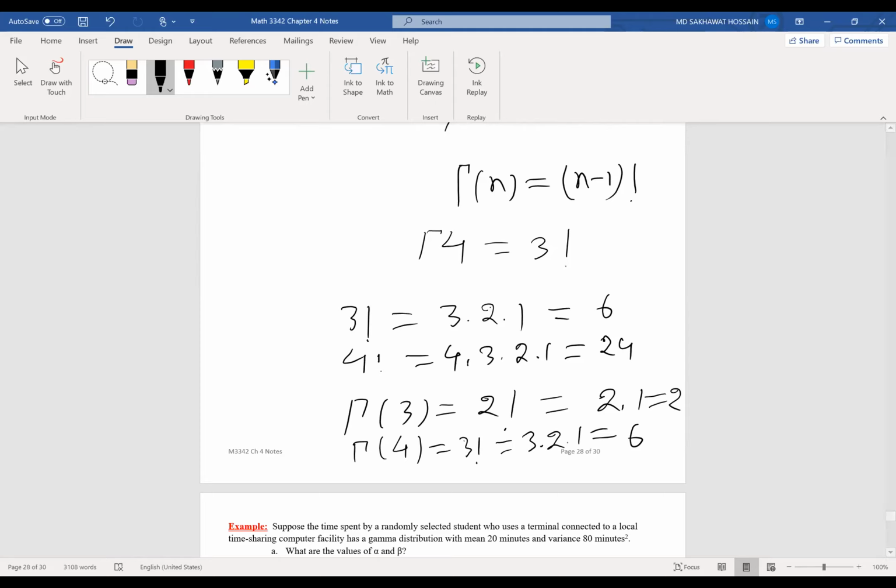So for the gamma notation, you start multiplying from the previous number of that number. So gamma 4 means you start from 3: 3 times 2 times 1. Gamma 3 means you start from 2: 2 times 1. But for factorial 3, you start multiplying from 3 down to 1. And for factorial 4, you start from 4: 4 times 3 times 2 times 1. So this is factorial.